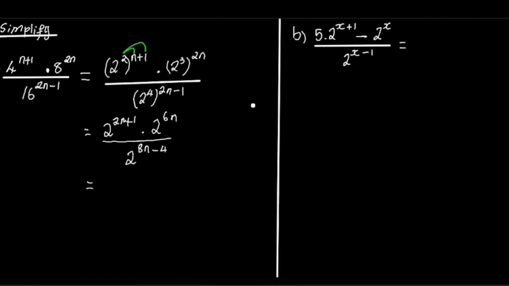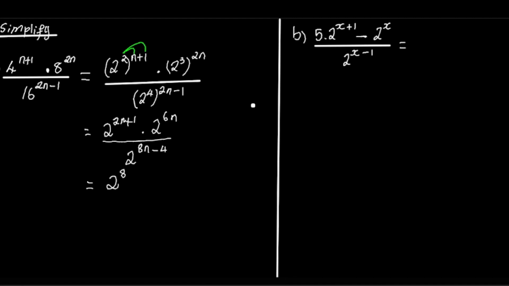And then on our next step, we are going to apply our first rule of exponents, which states that when you multiply the same base, you are going to add the exponents. So in this case, we are going to have 2n plus 1 plus 6n. We know that we are going to add only the like terms, right? So 6n plus 2n is going to be 8n.